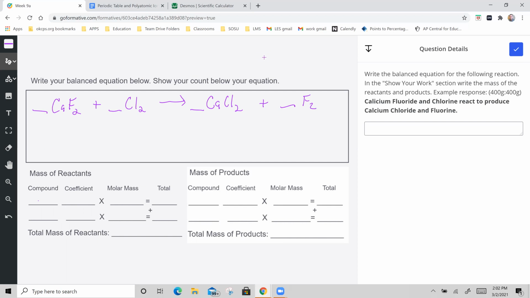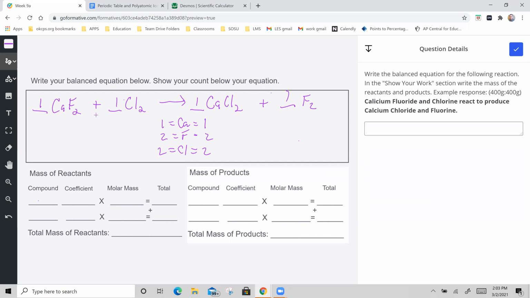We're going to list everything that we have: calcium, fluorine, and chlorine. Let's balance those. We have 1 calcium, 2 fluorine, and 2 chlorine on the reactant side. On the product side, we have 1 calcium, 2 chlorine, and 2 fluorine. So what do you notice? No one wants to tell me? I just lulled you to sleep. Okay, so it's 1, 1, 1, 1. It's already balanced. All right, that was very nice.